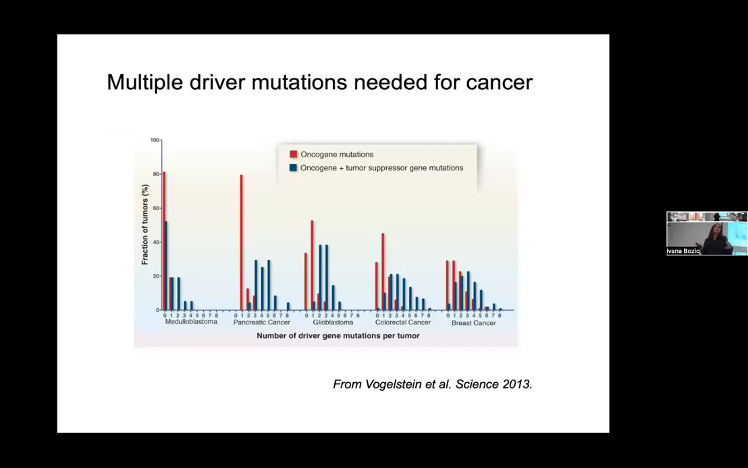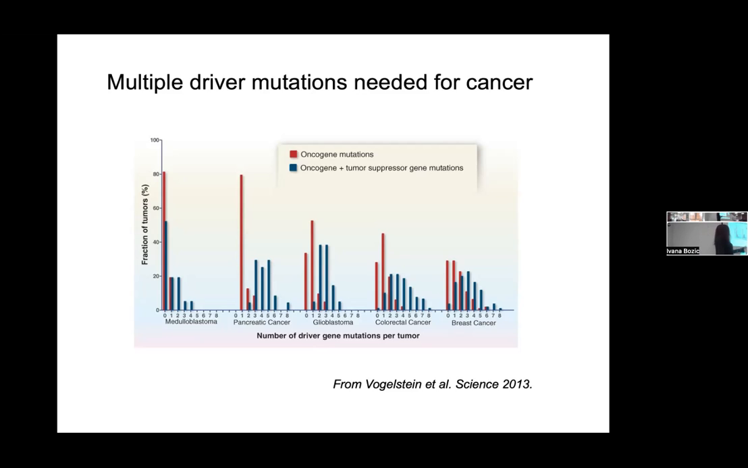Then the next question is, how many driver mutations do we need for cancer? How many mutations are present in a typical cancer? And this graph is trying to give some insight into that. Here we see several cancer types and the number of oncogene mutations only in red, and also all drivers, which is oncogenes plus tumor suppressor genes. And I'm mostly interested today in colorectal cancer.